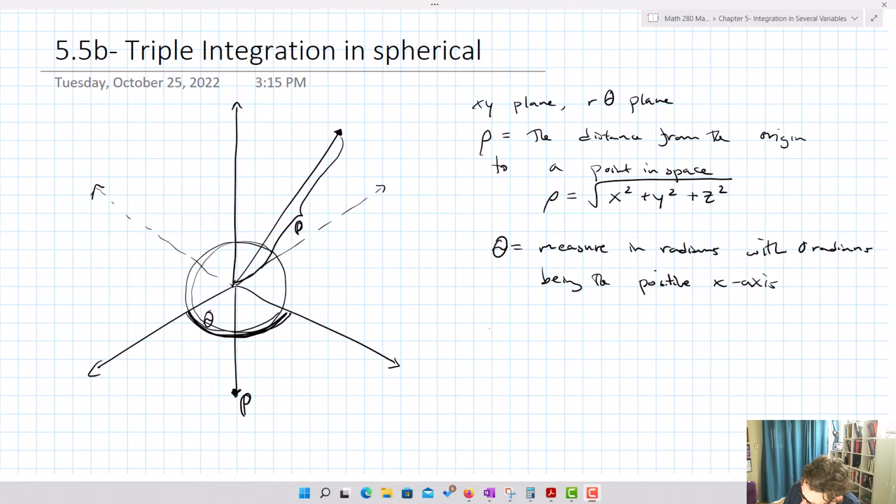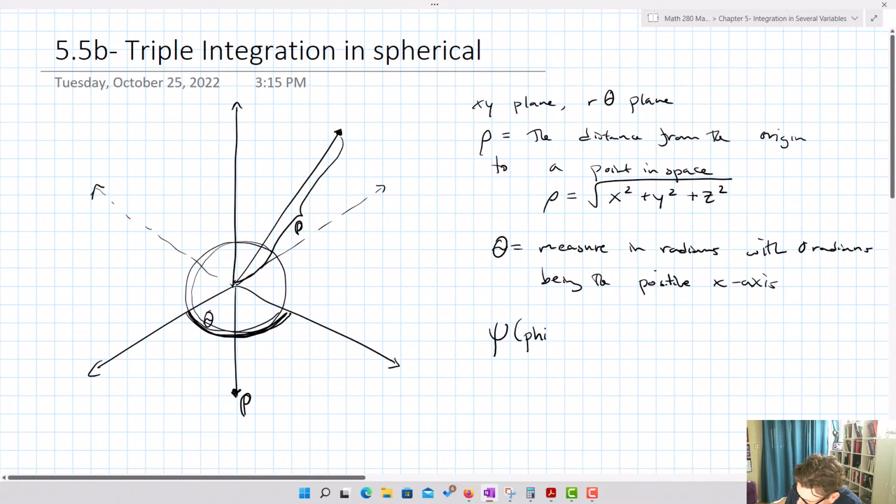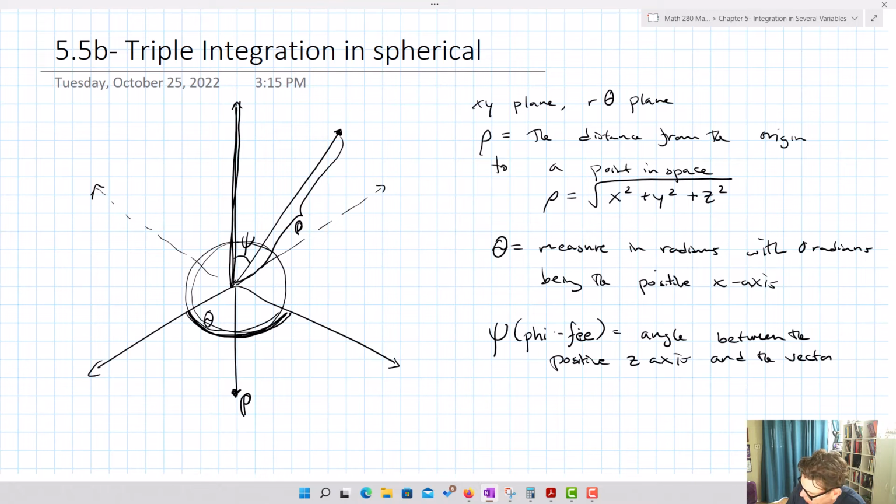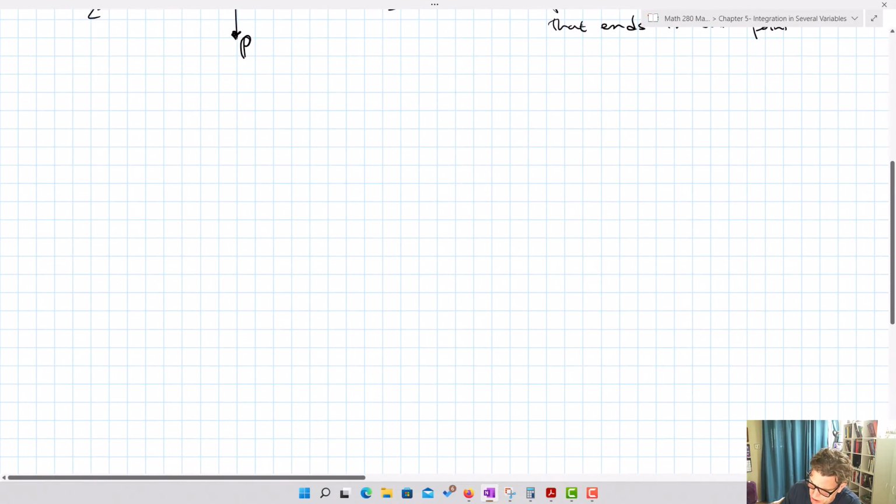And then the last coordinate is something called phi. So that's phi, or if we wrote it phonetically, phi. And what phi is, is this angle right there. That's phi. If we take the positive z-axis, it's going to be the angle between the positive z-axis and the vector that ends in our point. And so that's phi. It's a little bit trickier to think about, but if you think about it, it gives you everything that we could possibly want in a coordinate system. So there's phi.